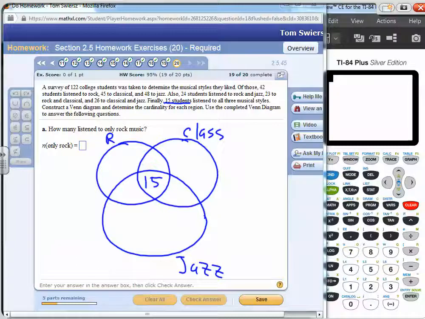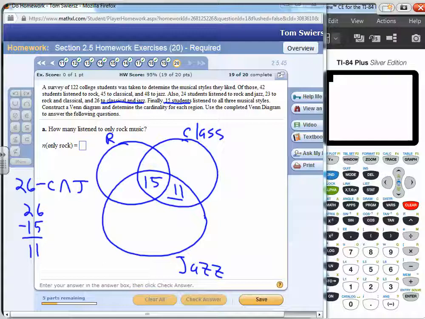Now, again, the way you interpret this, 26 listen to classical and jazz. That includes the 15. 26 is the overlap of classical and jazz, which would be 15 in this region right next to it. So 26 minus 15 leaves us with 11. So 11 would go right there. Classical and jazz, 26. So now when you add 15 and 11, you get 26.